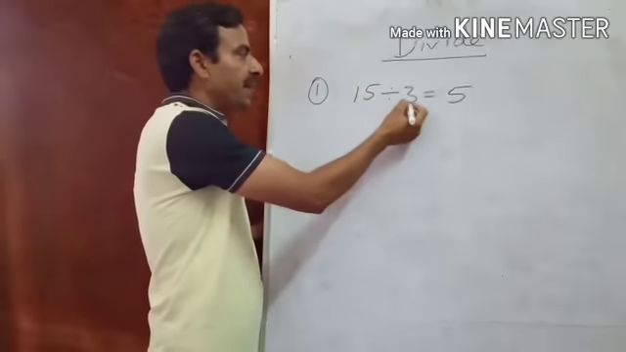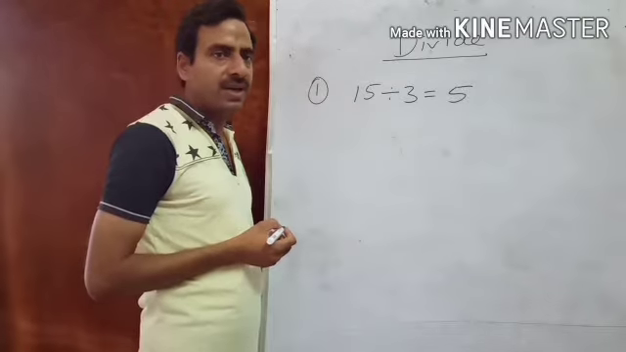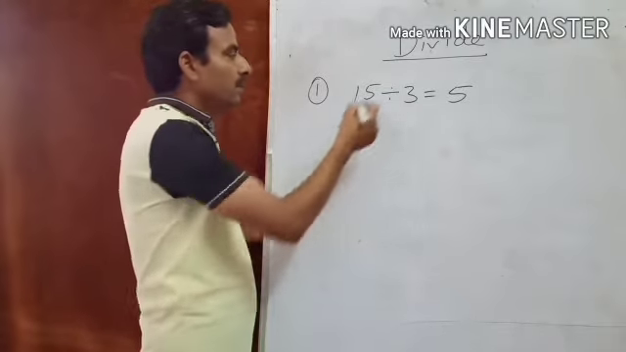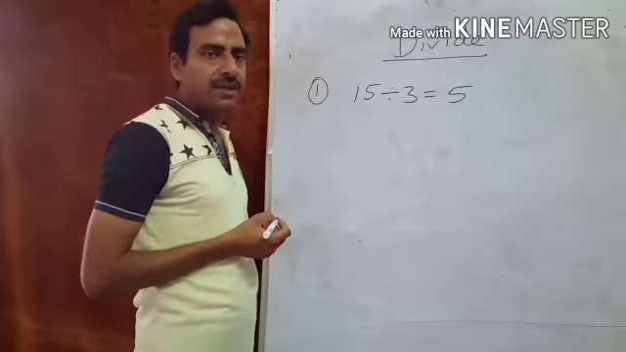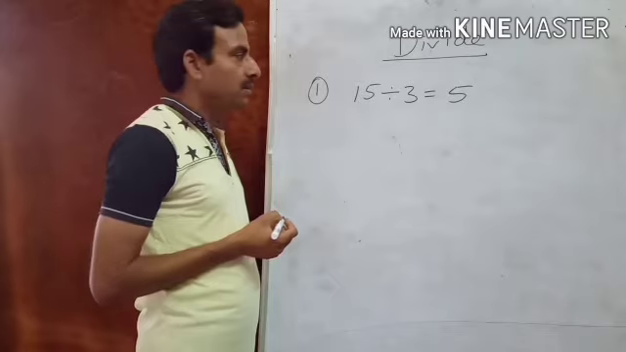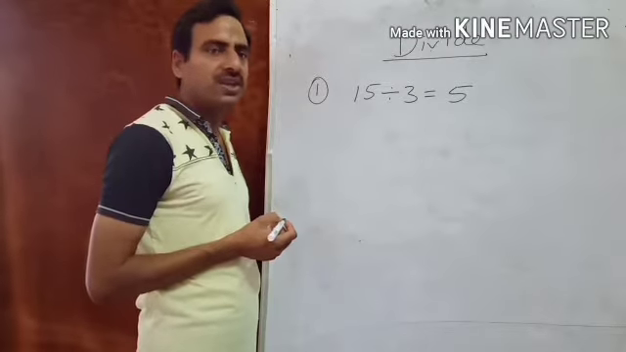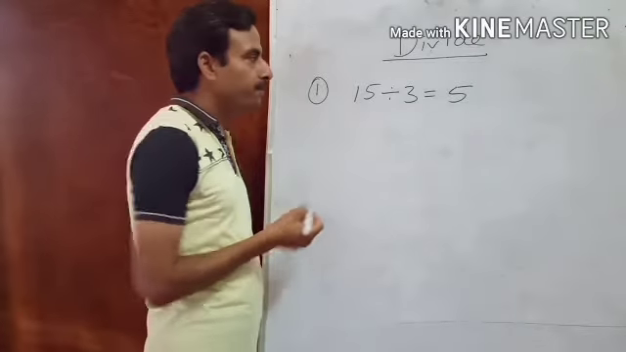If we divide 15 by 3, the quotient will be 5. The answer will be 5. This division has two facts. The first is the multiplication fact, and the second is the divisional fact. So what is the divisional fact of this division?